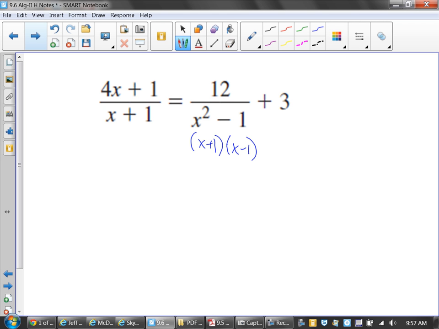So now, between those 3 different parts of this equation, what will become our common denominator? X minus 1 and x plus 1. I have to do both. Yeah, use both of them. All right. They have the x plus 1, but it's missing the x minus 1. So your common denominator here becomes x minus 1, x plus 1.